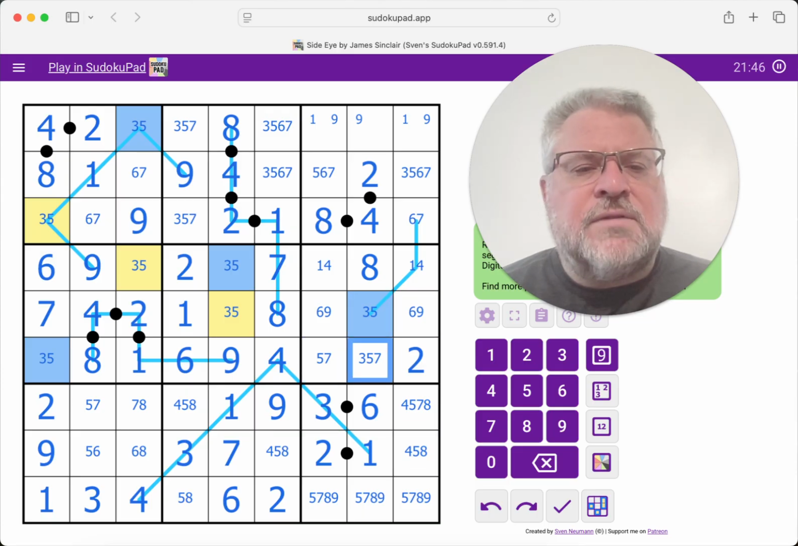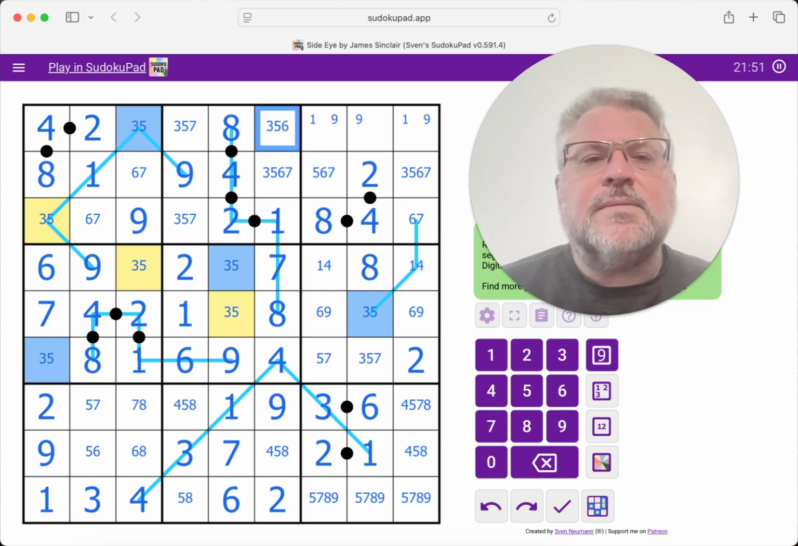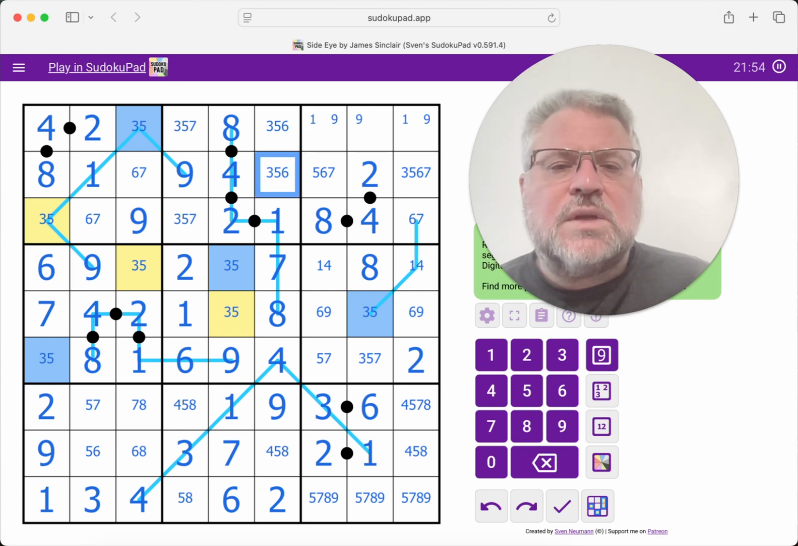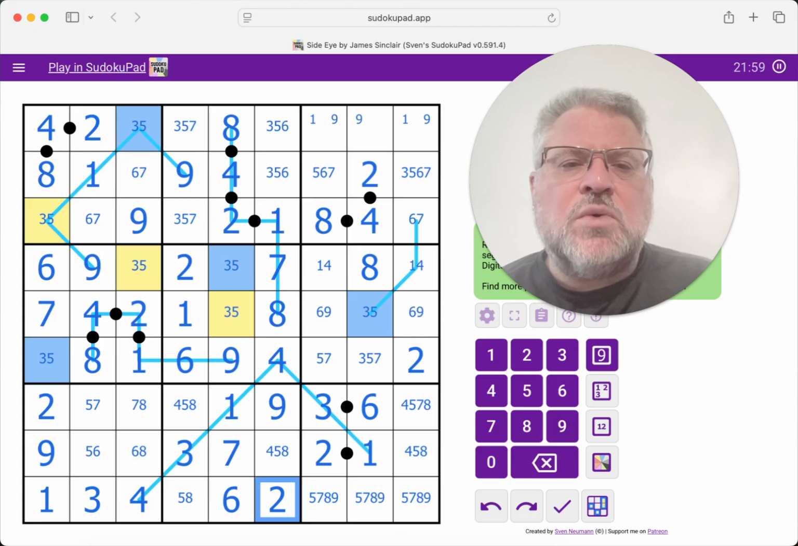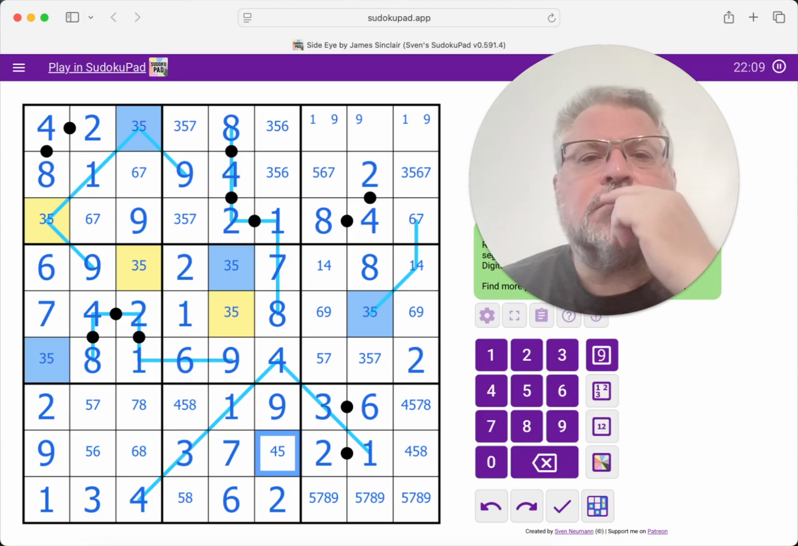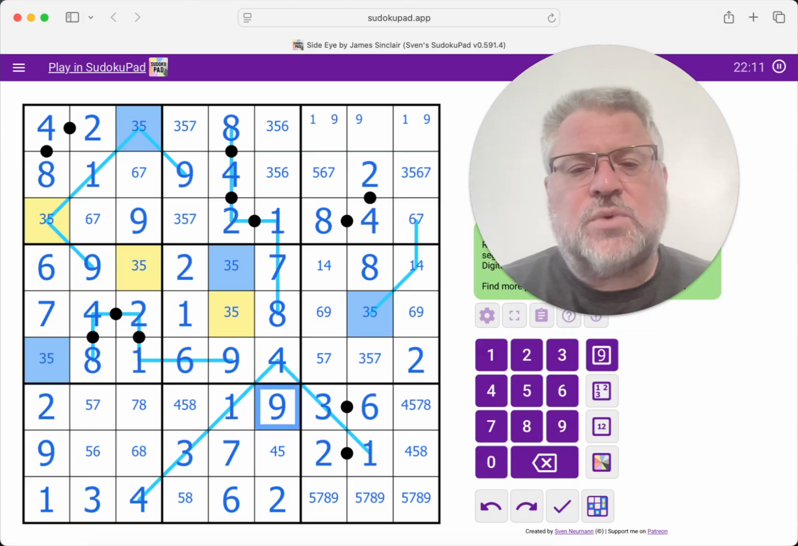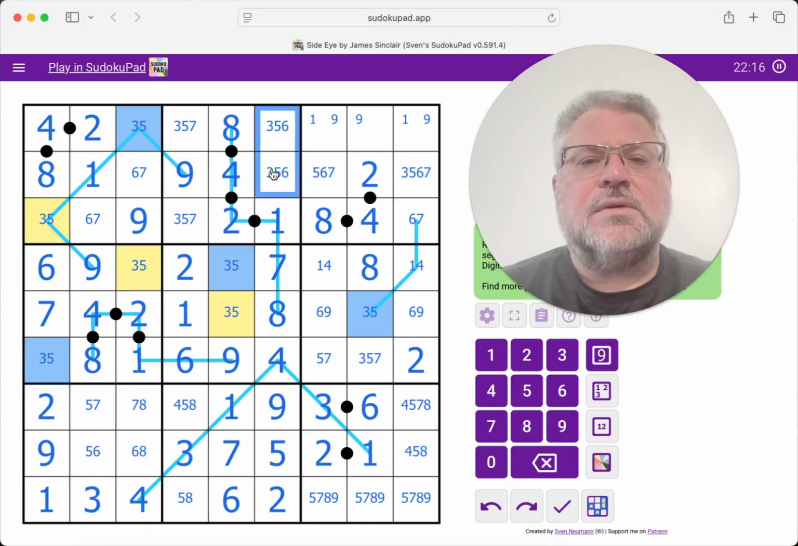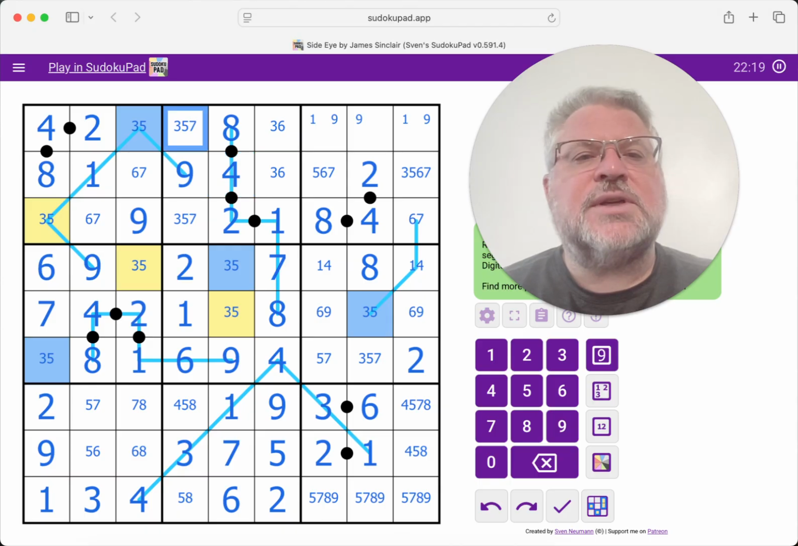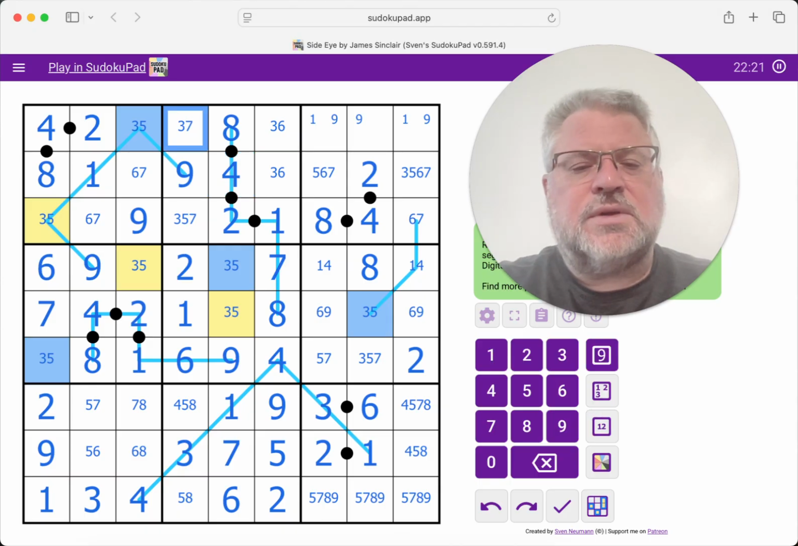6, 9, 3, 5, 7. These can't be 7. We need to place blue and yellow in column 4. This can't be 8 or 4. This sees this 4, so this is where 5 goes. This is now a 3, 6 pair. Remove 5 from there. 3, 6 means 3 comes out of these. Sorry, 3 comes out.